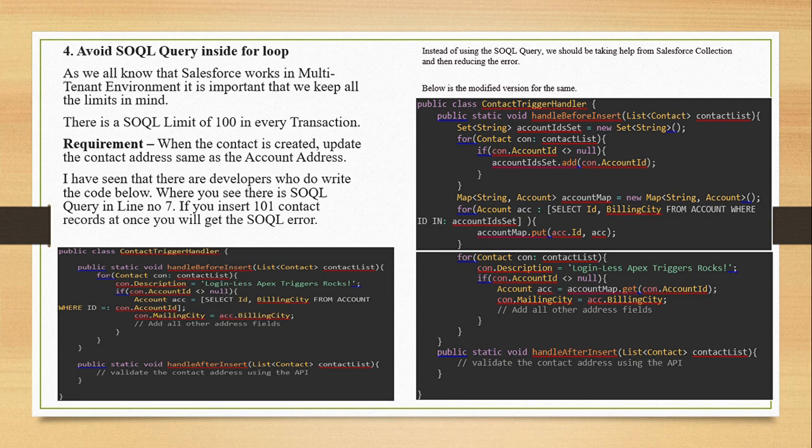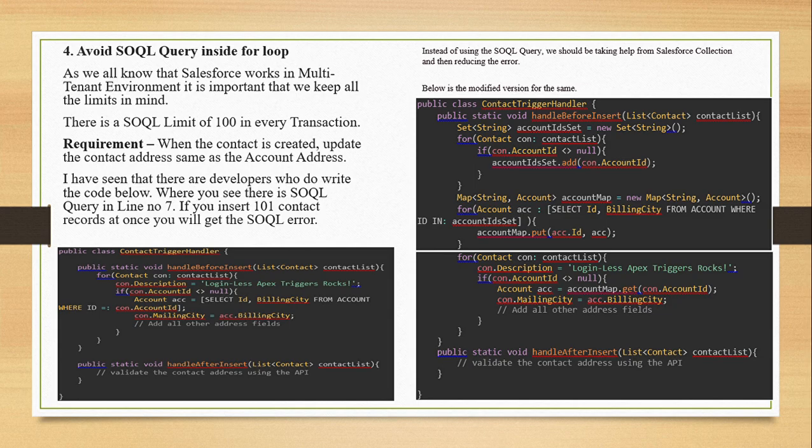Like in this first picture: public class ContactTriggerHandler, public static handleBeforeInsert, get the contact list, for each contact in the list, if contact.AccountId is not equal to null, Account acc = select Id, BillingCity from Account where Id = contact.AccountId, and contact.BillingCity is equal to acc.BillingCity, and add all the fields. You can also call another method like public static void handleAfterInsert with a list, and the same logic will be performed if you want.